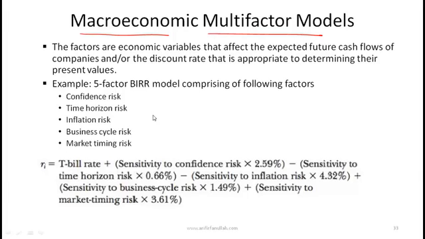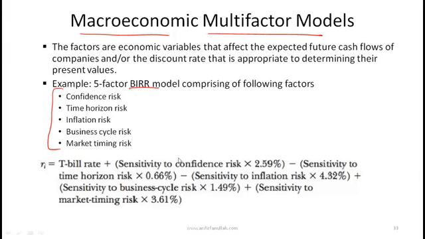There are many different multi-factor models. The one example that is given in the curriculum is the BIRR model, named after the people who came up with it. In this model, there are 5 factors. I don't think you really need to memorize this model. You just need to know that there is such a thing as macroeconomic multi-factor models, and this is one example.